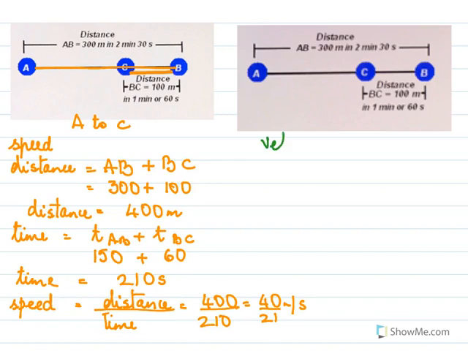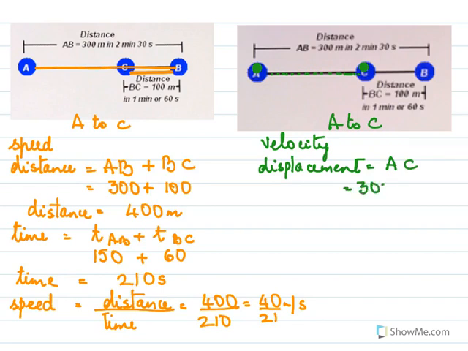Next we are going to find velocity from A to C. To find velocity we require displacement. And to find displacement we must know the initial position. So initial position was A and the final position is C. So the distance between the initial and final position, AC, will give us the displacement. So the displacement is AC. And to find AC, it will be 300 minus 100. So that will be 200, your displacement.